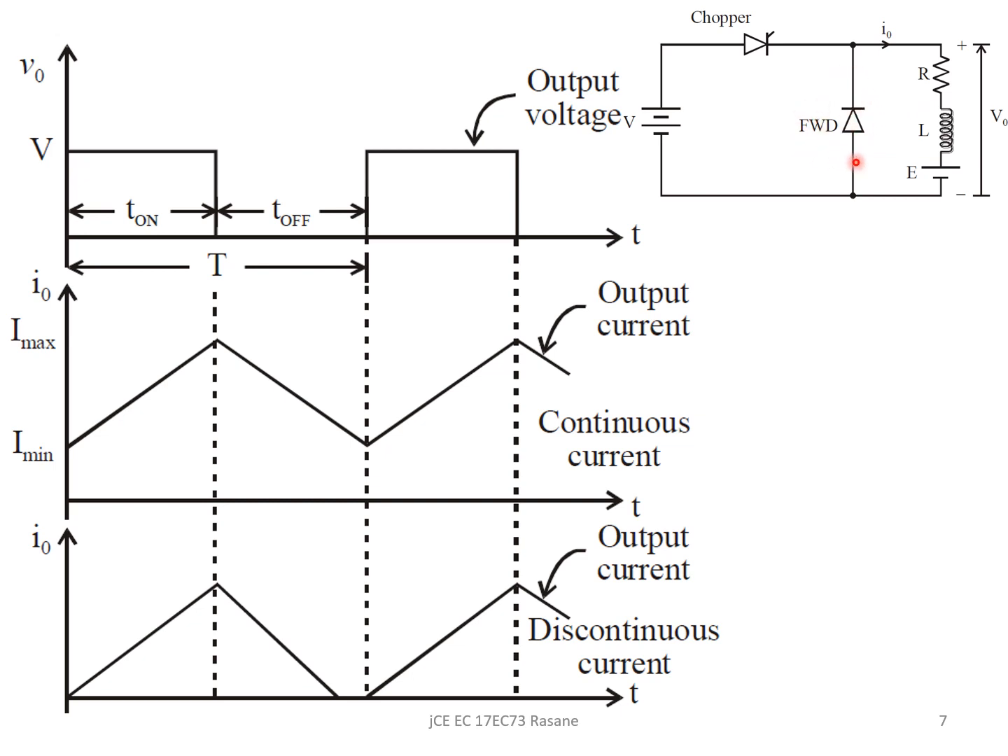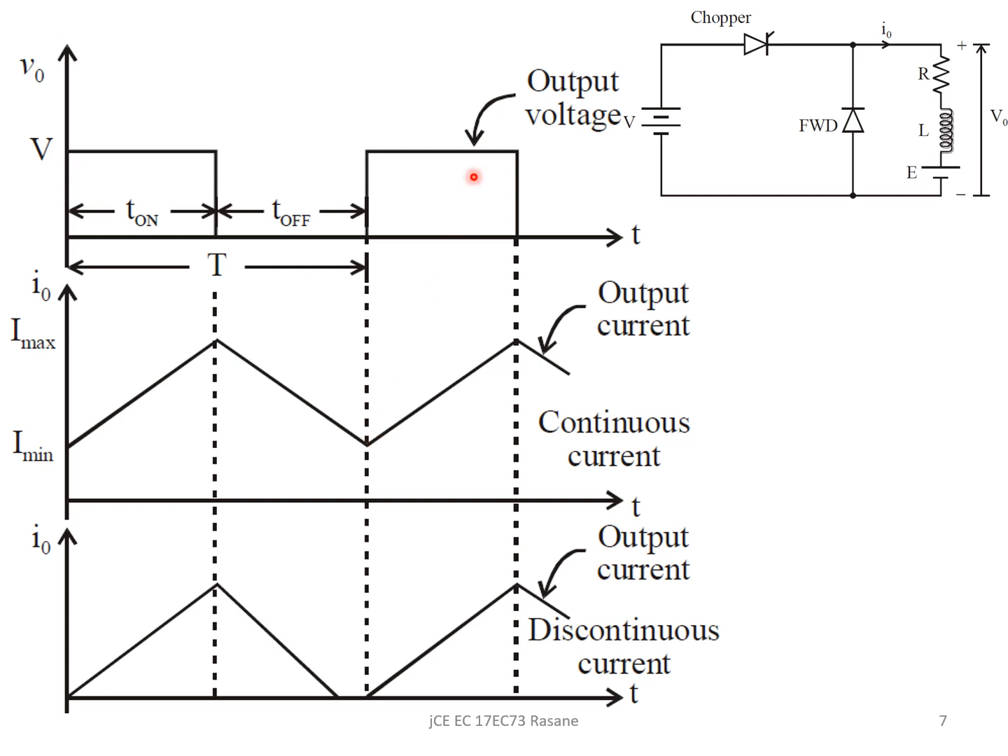freewheeling diode. So when the chopper is off, that is in this period, the charges stored in the inductor will be discharging through the load itself, but it will get a path through the freewheeling diode. So the current continues to flow. It will not become zero because the chopper is off. The current will continue to flow, but it will be of the decreasing format. So it will go from I max to a minimum value I minimum.